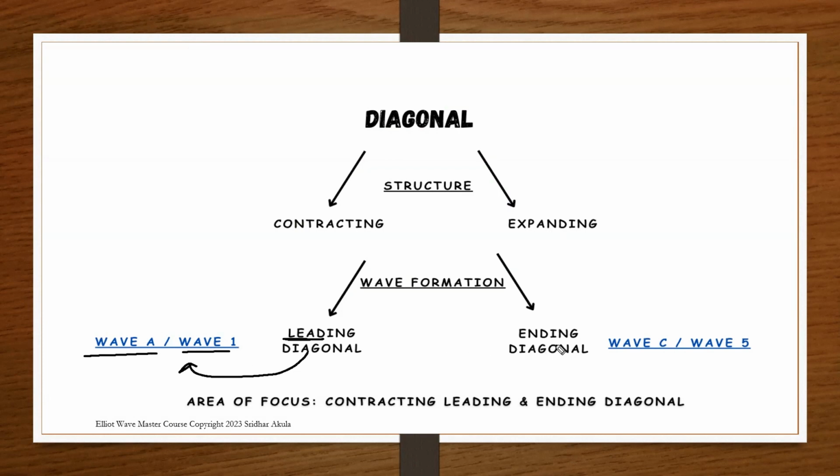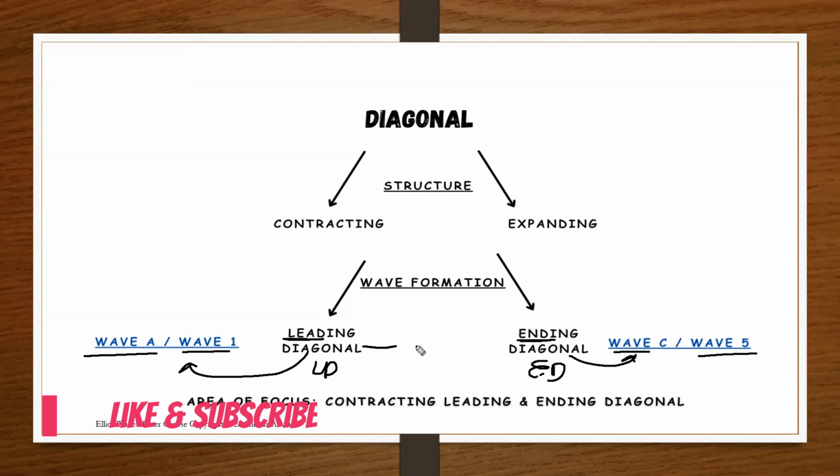If a diagonal is formed in wave C or wave 5, where the market or the structure is going to finish, it is called an ending diagonal, ED. This is called a leading diagonal, LD. Keep that in mind. So the diagonal structure itself is the same. Where they form is just the name we give them for identification purposes.